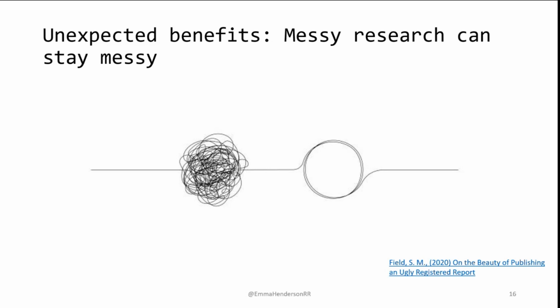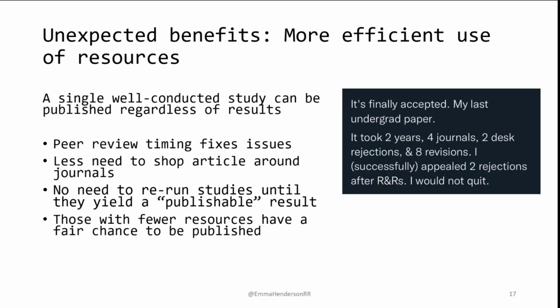And that brings me on to my next point, which is that registered reports can also be a more efficient use of resources. So a single well-conducted study can be published regardless of the results, and that is because peer review timing can help fix the issues. So there is less need to shop your article round different journals, because it can be fixed at that first journal that you submit it to. So if they find a fatal flaw in it, you can fix it, rather than them saying, right, we're rejecting it and you need to submit it elsewhere.